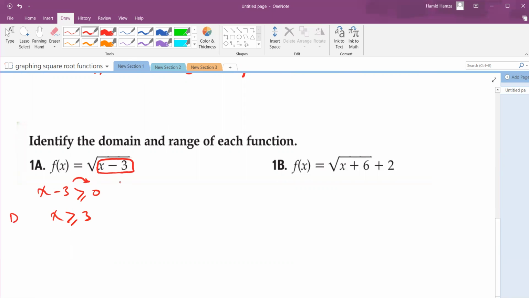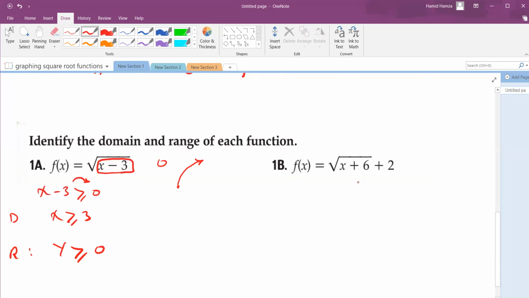So what about the range? Guys, the range is the number outside the root. Is there a number outside the root here? If nothing, then it is 0. So it is, guys, y greater than or equal to 0. Okay, because this one starts from 0 and goes up.